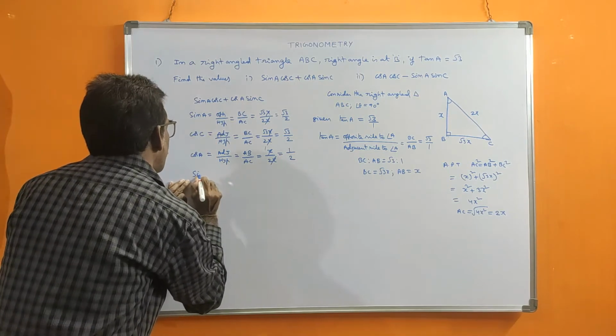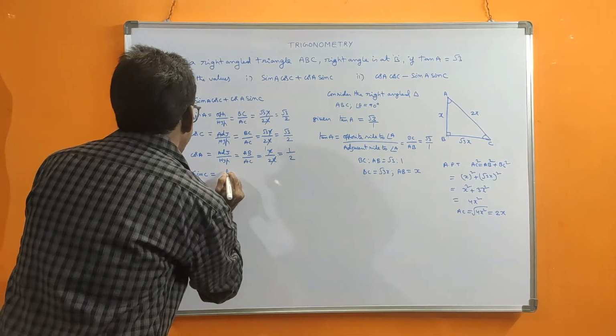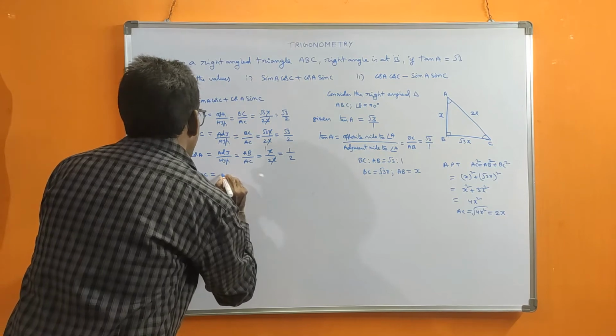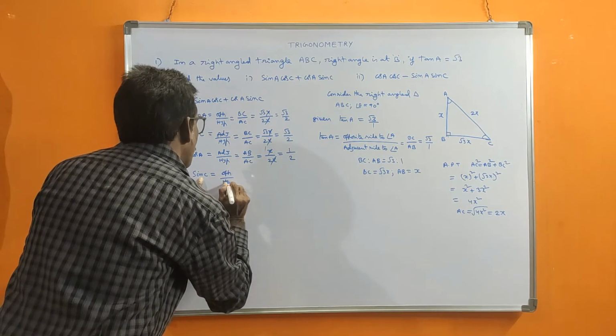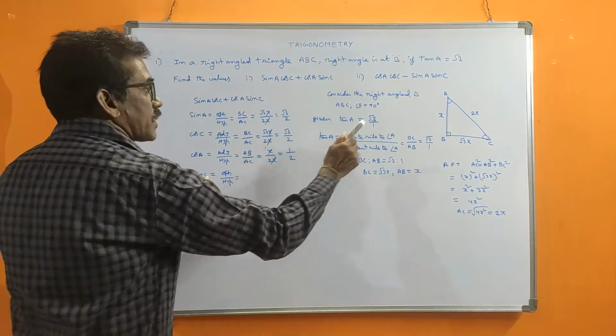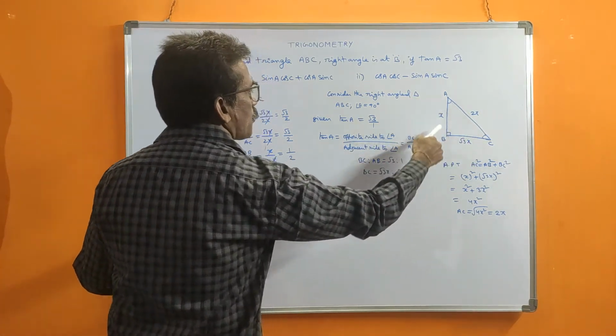Now sin C is not there, so we should calculate sin C. Sin C means what? Sin formula is opposite side by hypotenuse. Right? For C, the opposite side is AB.